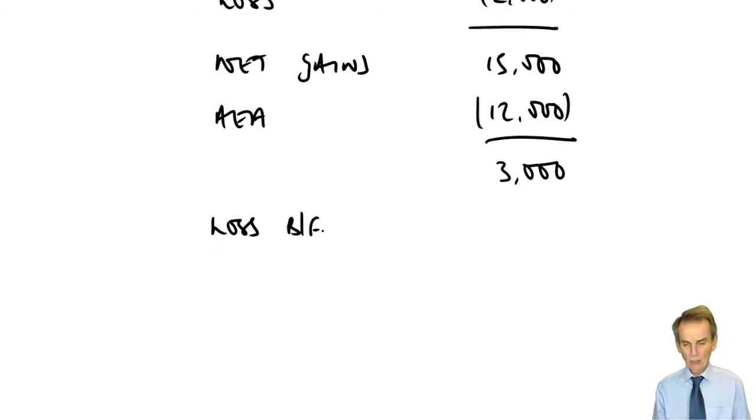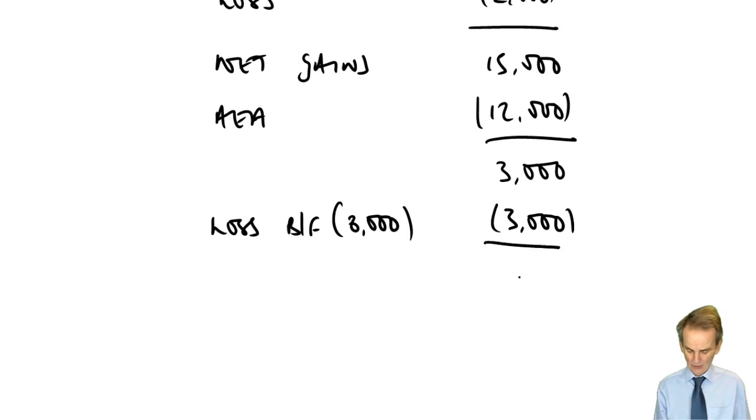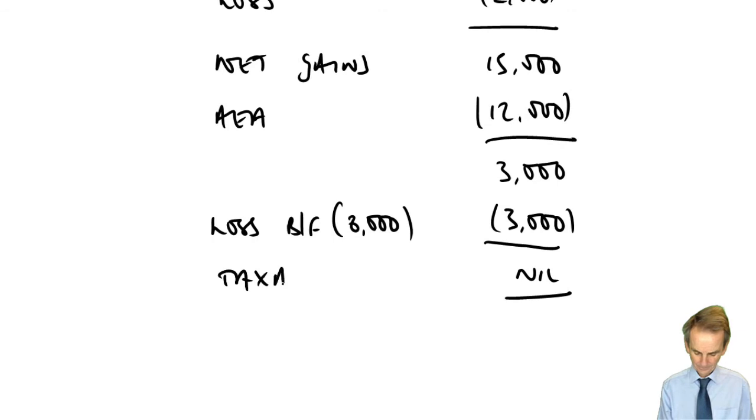Now, how much of the loss brought forward did we have? We had £8,000, and we are now using, well, look, the gains at 3,000 are less than that. We will use £3,000 to bring us to nil taxable gains.